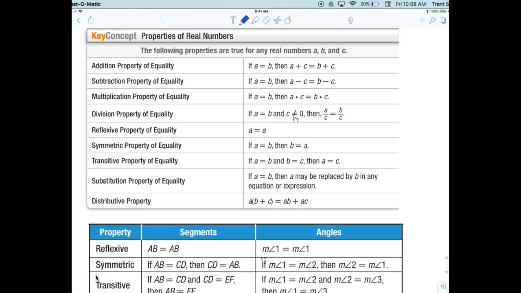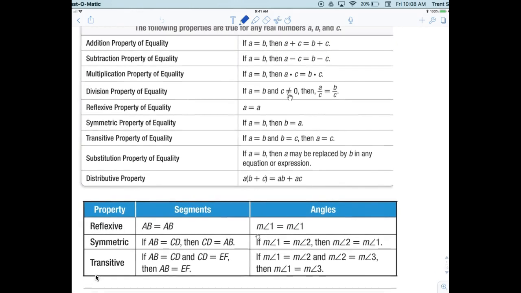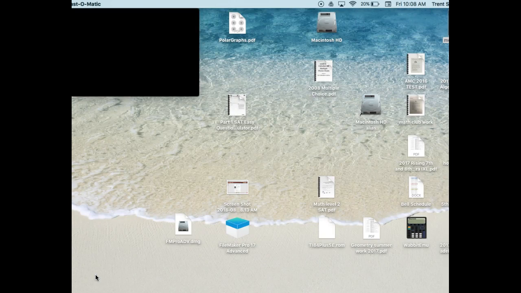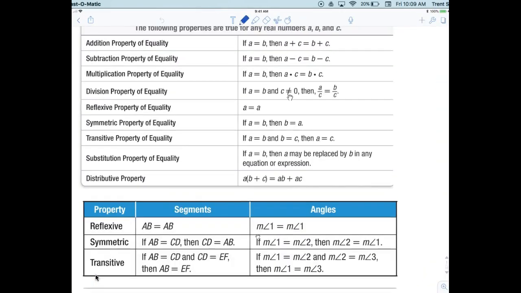Now we also have the subtraction property of equality, the multiplication property of equality, and the division property of equality. What does this mean right here? C can't equal 0. Why is that necessary? Somebody tell me. You can't divide by 0. Yes, you cannot divide by 0. Double check that, because that's on some of your SAT tests. They'll put off to the side, C cannot equal 0, and then kids are like, well, why do they do that?